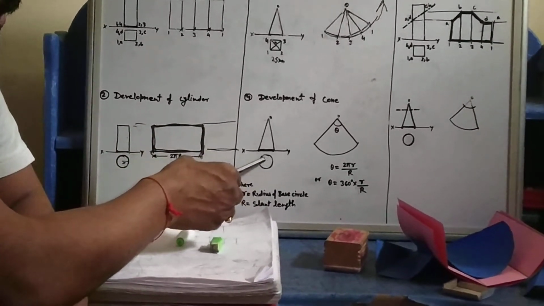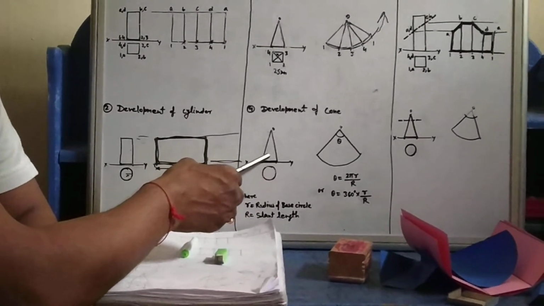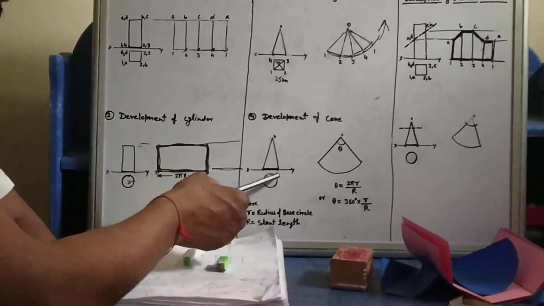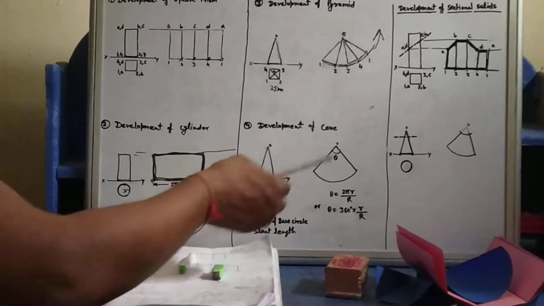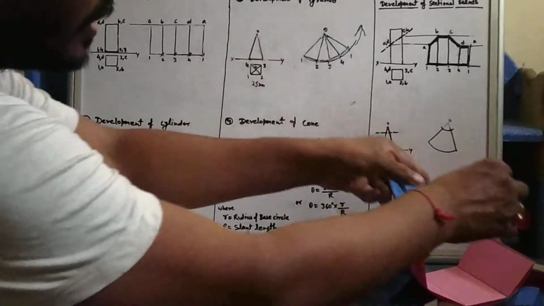Suppose the radius is given as 25 mm and the axis length is given as 50 mm. Accordingly, we will draw the top view and front view. And we have to find out this type of area. How will we find it out? Let's see.